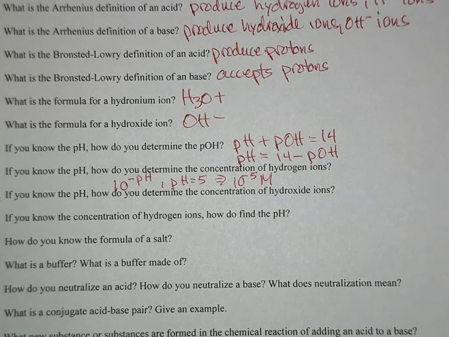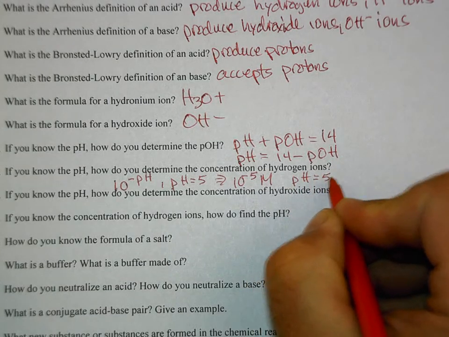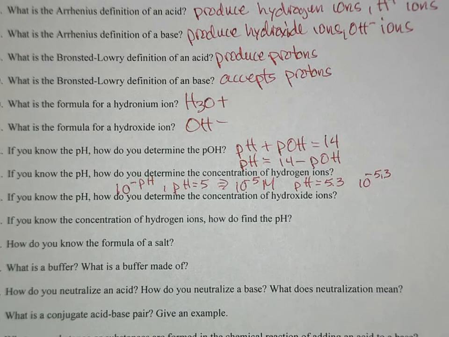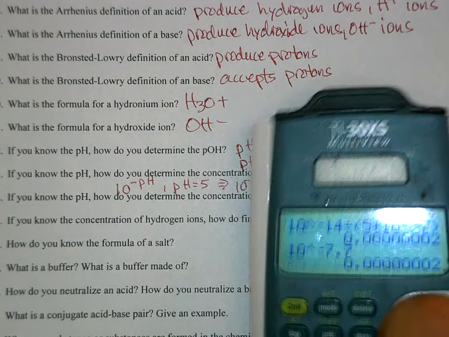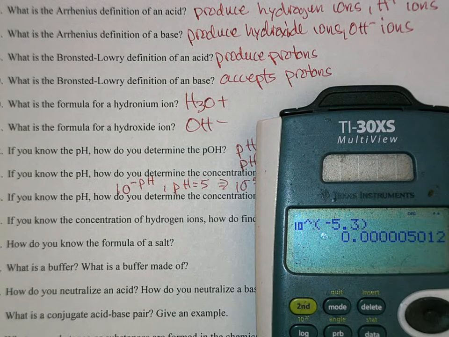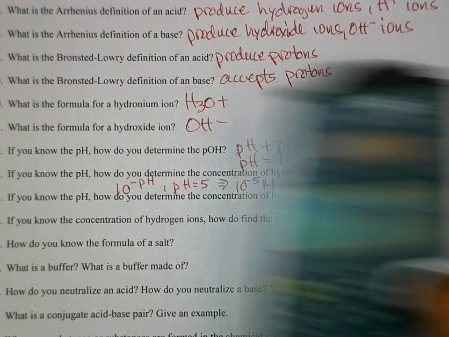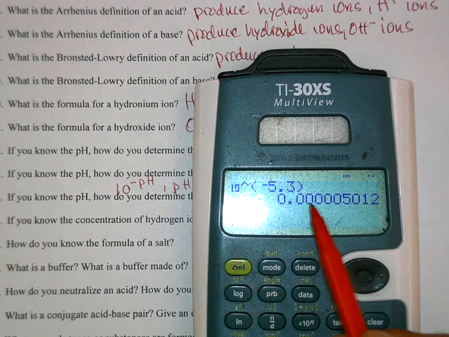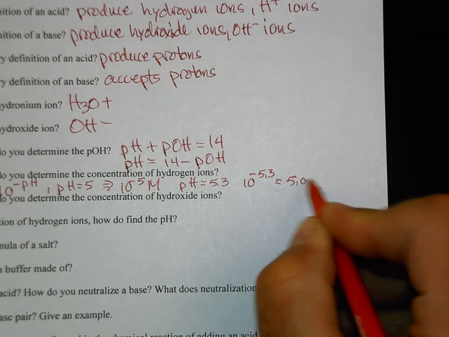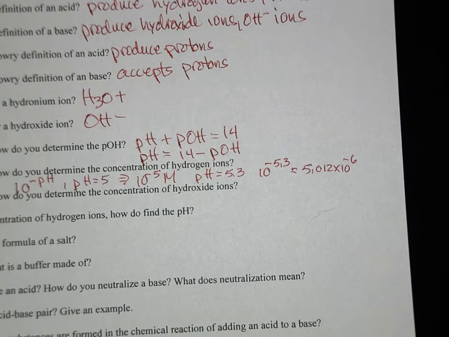Now, if it's not a whole number, so for instance, if the pH was 5.3, well, the concentration would be 10 to the minus 5.3, which I don't know what that is, but you could use your calculator and use the button. I'd have to use my second key, 10 to the negative 5.3, and it would give me that number, which would be 5.012 times 10 to the minus 6. Using that 10 to the negative x button, I can get there.